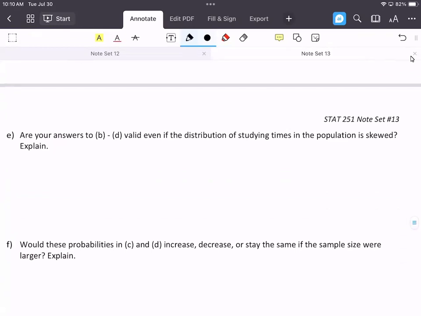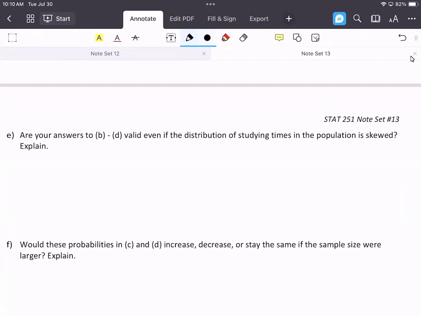Now, are the answers B through D valid even if the distribution of study times in the population is skewed? Explain. It is possible that the distribution is skewed. It didn't say anything in the description about it being symmetric or bell-shaped, but the central limit theorem says we can still use it here as n is greater than 40.